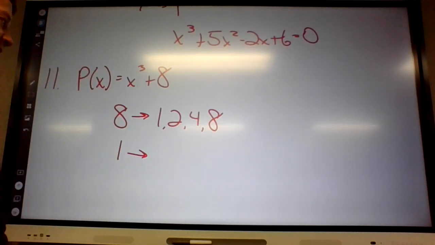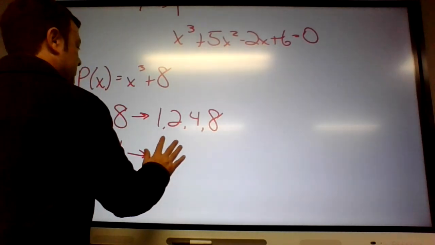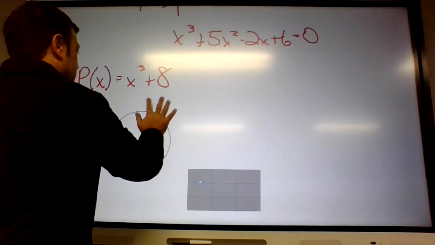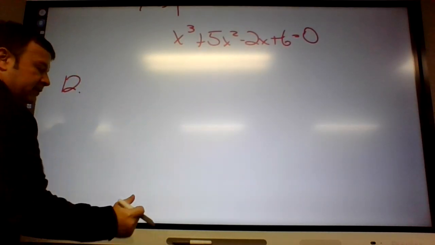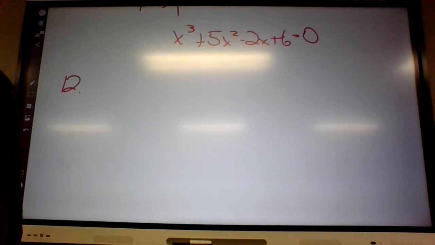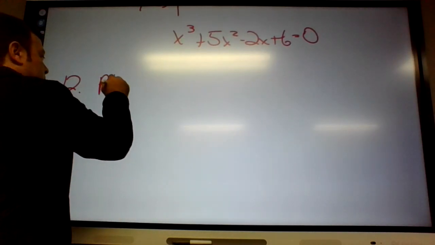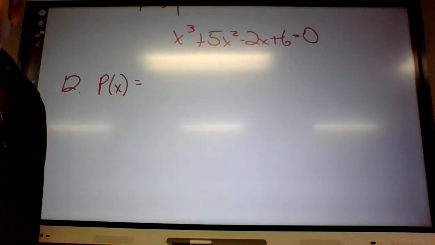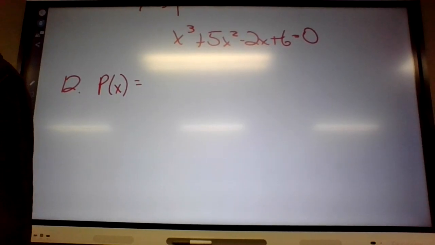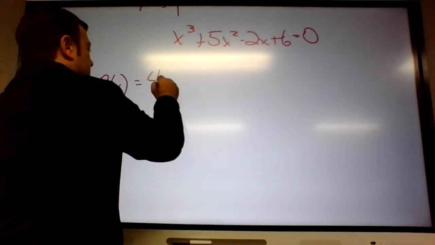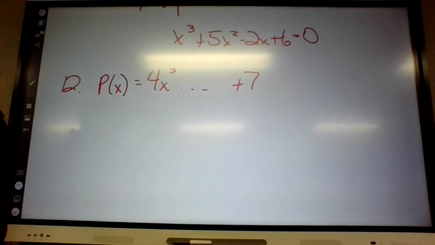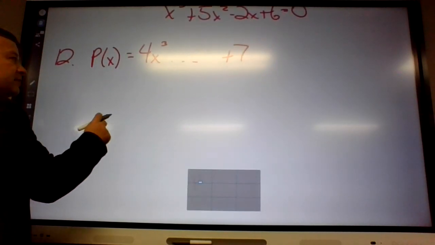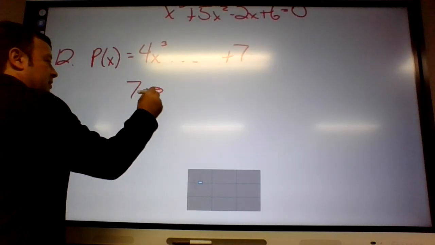We should maybe do 12 instead of 11, because 12 is a little more complicated than this one. I don't think I'm gonna write the whole thing down on 12, I'm just gonna write down the first and last. 4x cubed, blah, blah, blah, plus 7. Okay, so what are we gonna do for 12? So you're gonna put 7 and then the factors that go in 7.